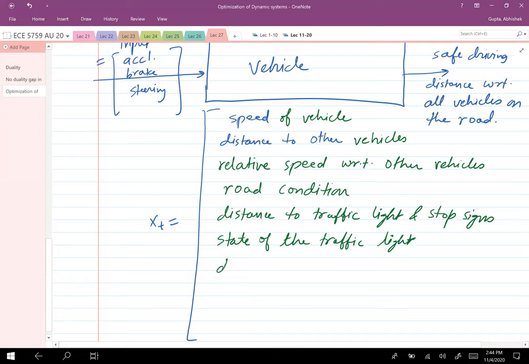I would also add distance to obstacles. I was once driving from Champaign to Chicago, and somebody had thrown garbage on the highway. I was driving at like 65 miles an hour, and there was a huge pile of garbage in the middle of the lane I was driving in. That was an obstacle, and I didn't want to bump into it, so I had to move my car to the other lane. So that was also a state.